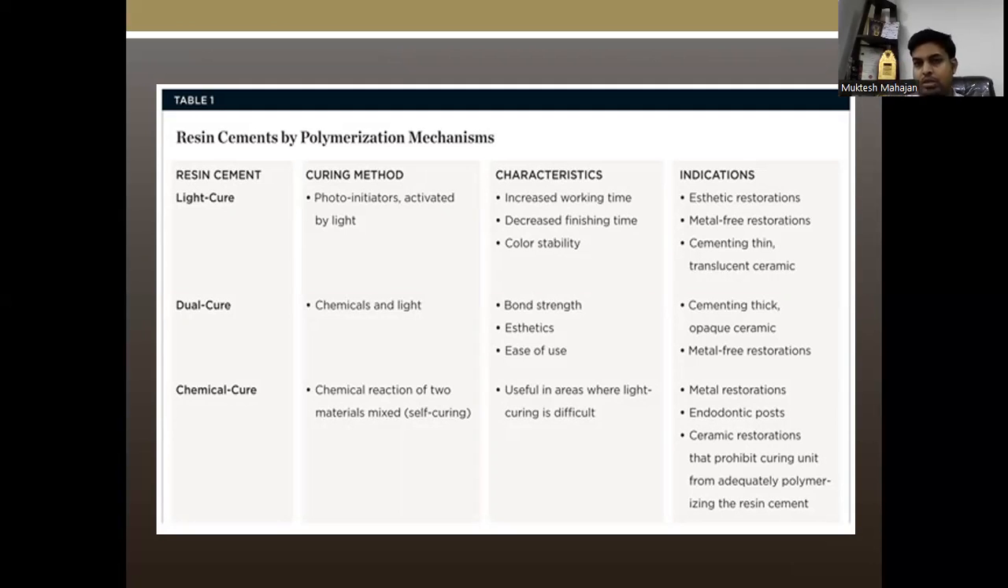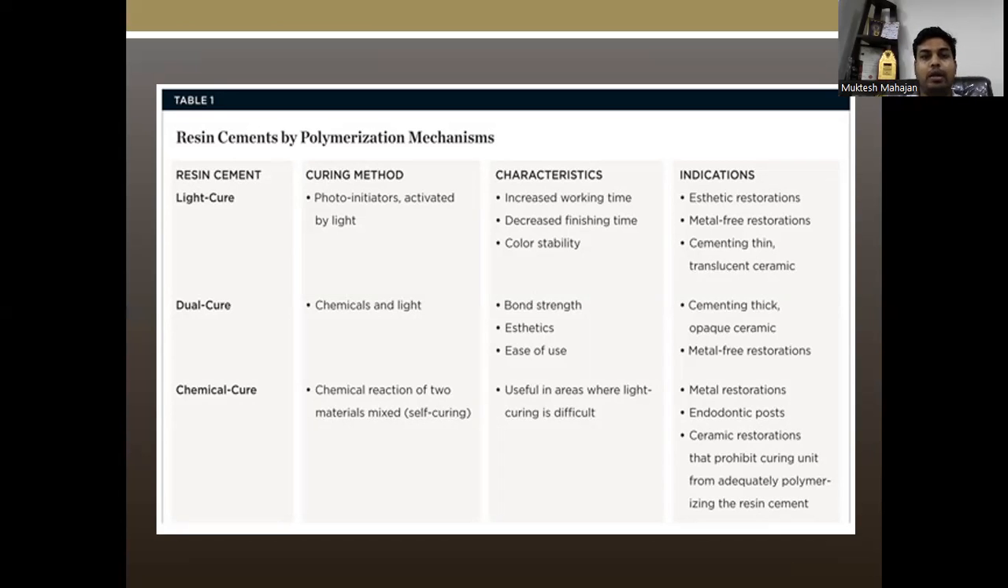These are the charts for the resin cements. Light curing method: the photoinitiator is activated by the light. Characteristics include increased working time, decreased finishing time, and color stability. Indications are aesthetic restoration, metal free restoration, and thin cementing of translucent ceramic.